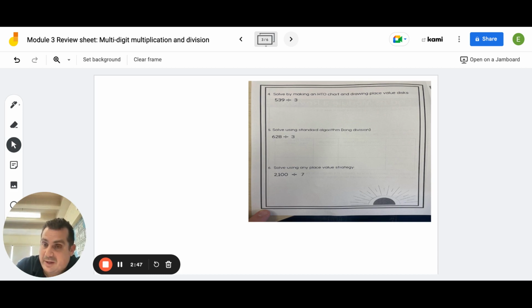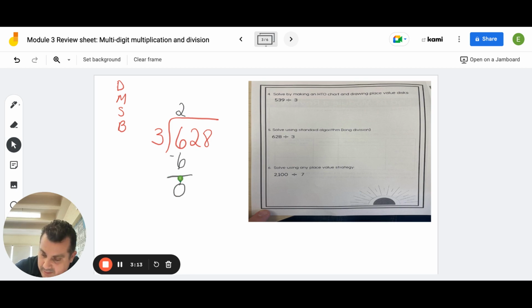So we have 628 divided by 3. Divide, multiply, subtract, bring down. Can 3 go into 6? It can. 2 times. 3 times 2 is 6. Subtract. Bring down the 2. Now, when you get to this 2, you're starting over again with dividing.